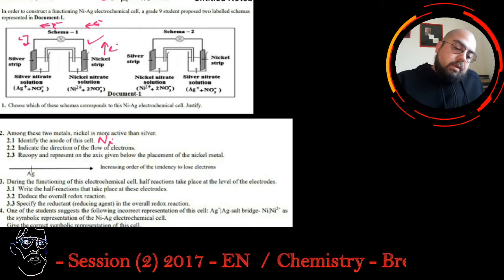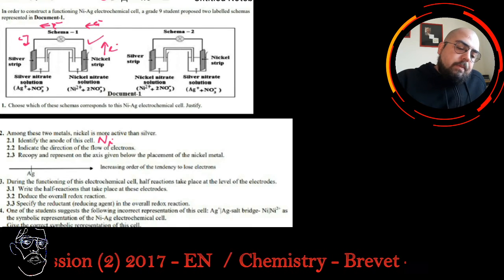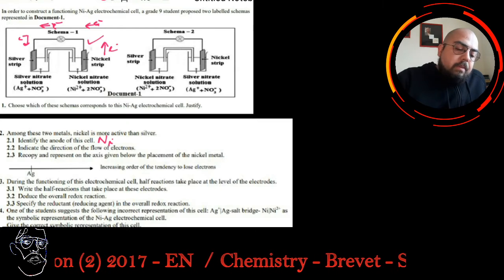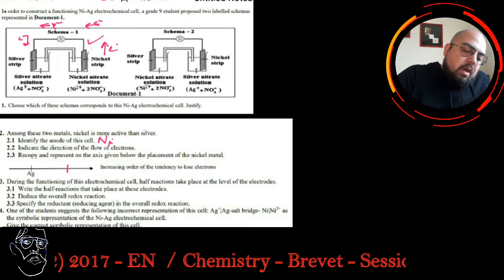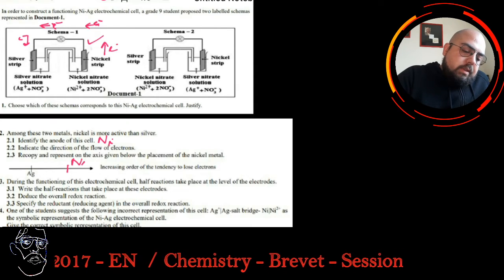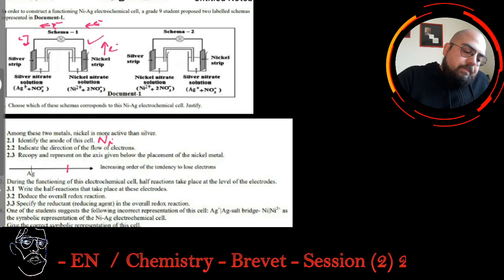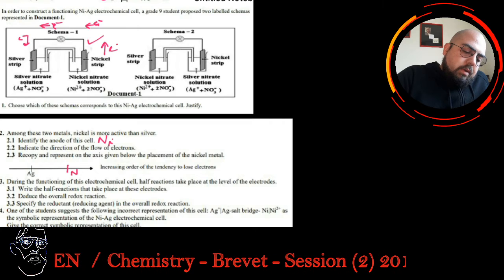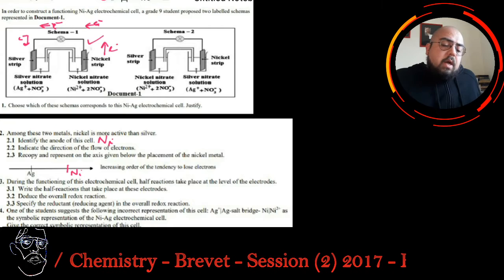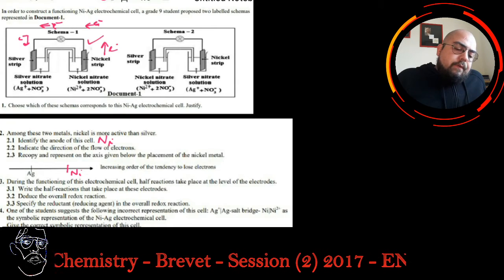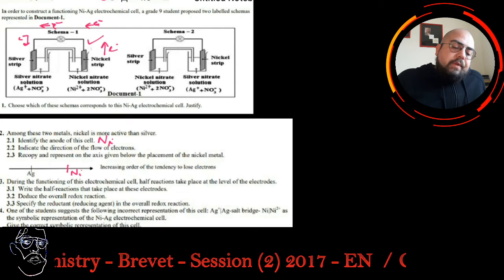strip. All right. Recopy and represent on the axis given below the placement of the nickel metal. So the nickel metal, since it has a higher tendency to lose electrons, will be on the right side. So this is where you should place the nickel. So let's write it here. This is where you should place nickel, on the right side, because it has a higher tendency to lose electrons. During the functioning of this electrochemical cell, half reactions take place at the level of the electrodes.